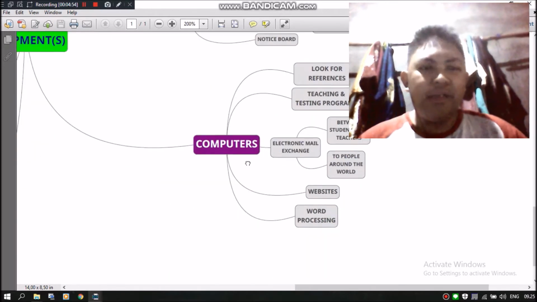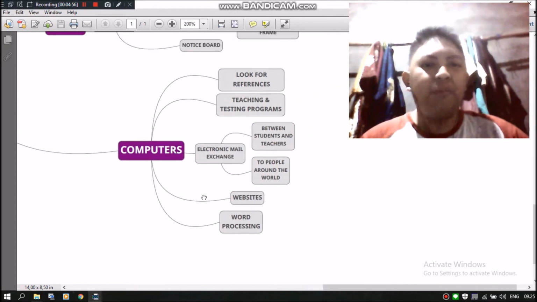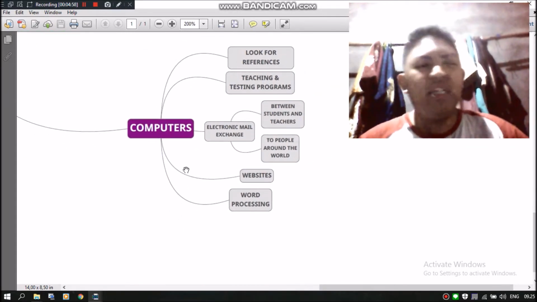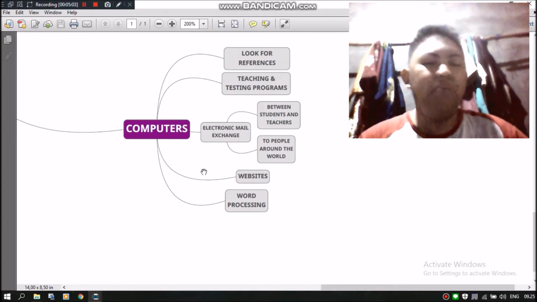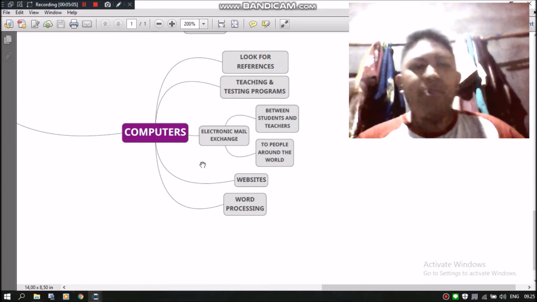And the next, we move on to the computers. This is the year 2020. Most students are familiar with the word computers in terms of learning.